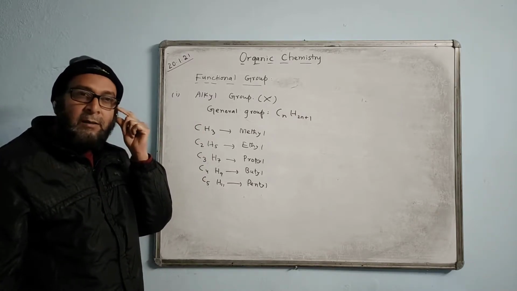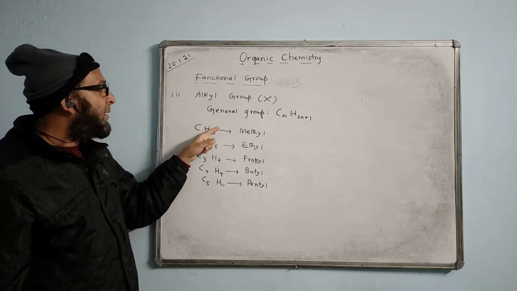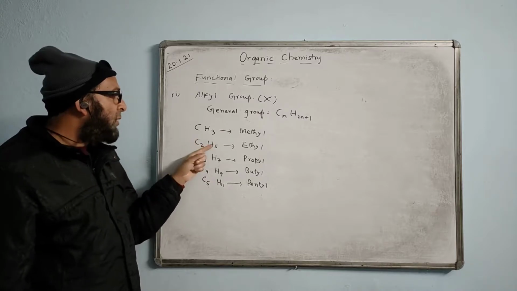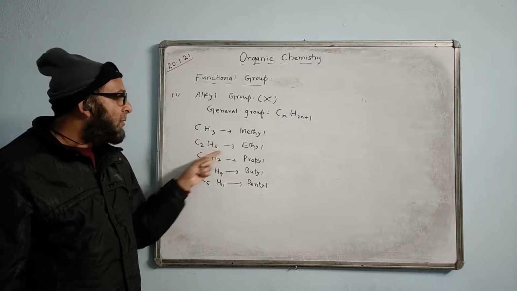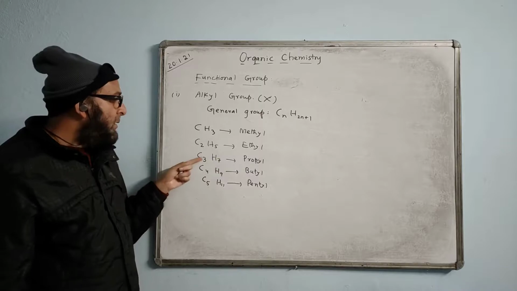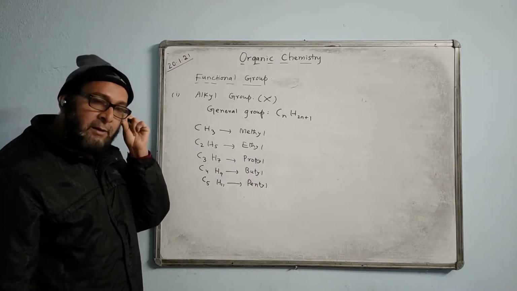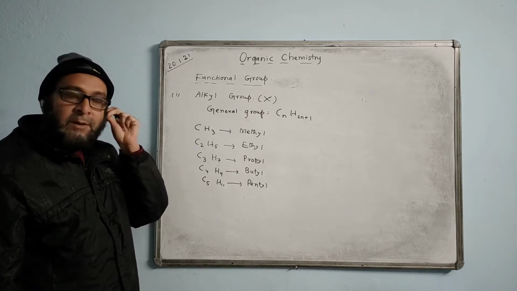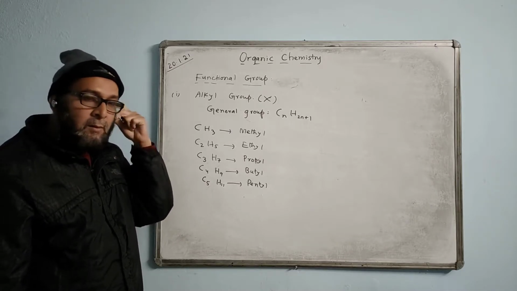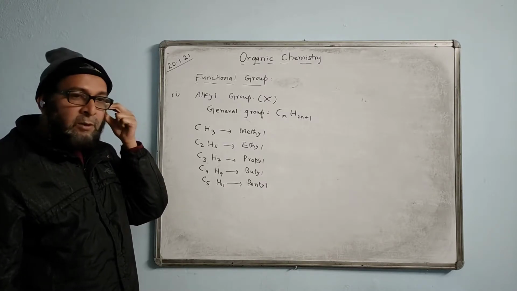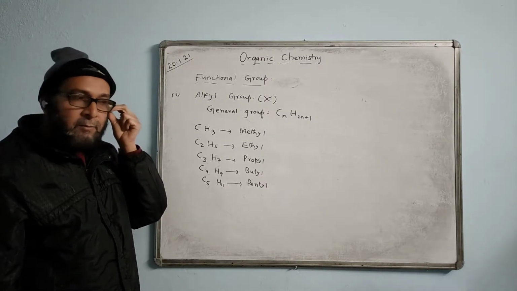CH3 means methyl. If you write CH3 and then put Cl, it is called methyl chloride. C2H5 with Br is called ethyl bromide. C3H7 with I at the end is called propyl iodide. Br is bromine, Cl is chlorine, and I is iodine.